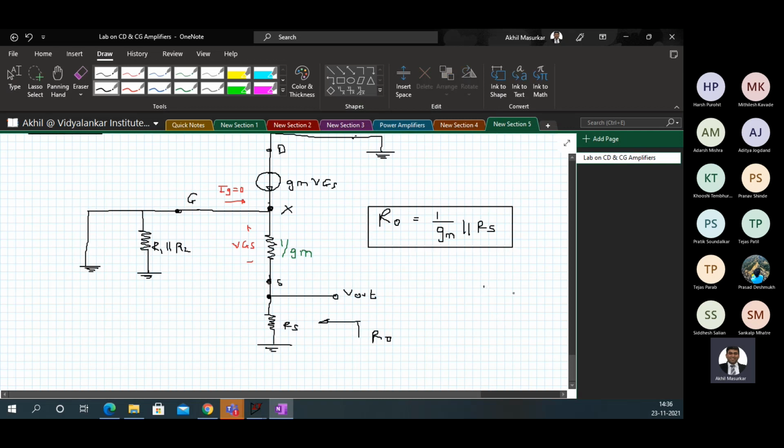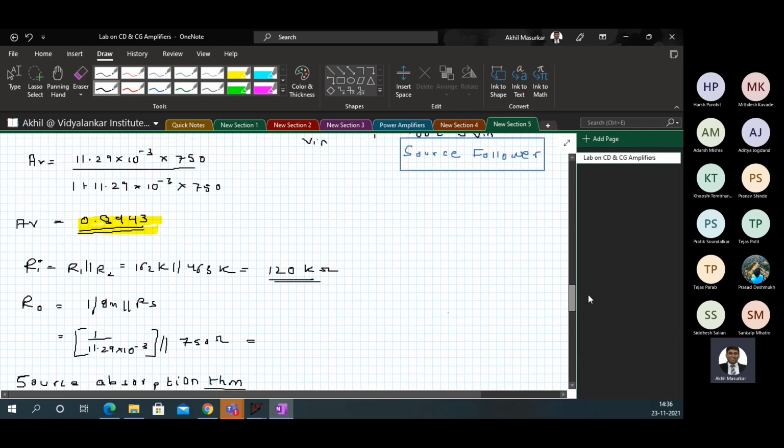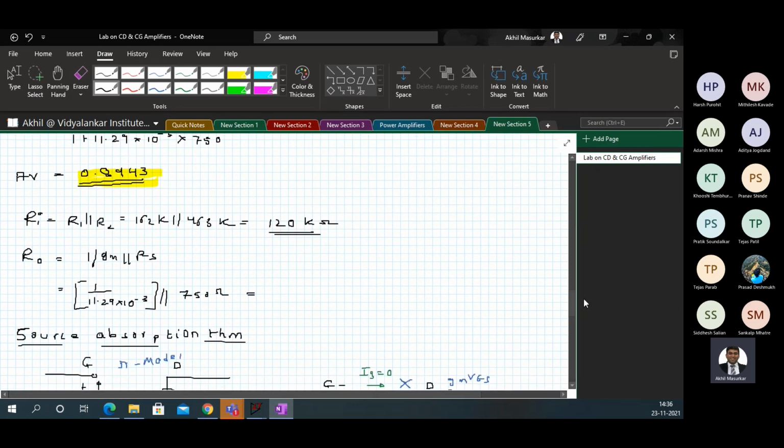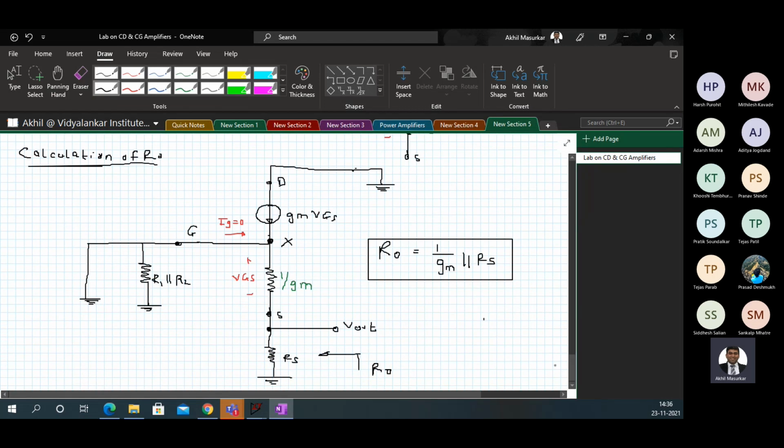It is easy to visualize this with the T model, but in the books they directly write this 1 by GM parallel to RS. Now can somebody tell me what is the calculated value of R0? Would you like to copy this? Yes, sir. So you can see that R0 is very low.